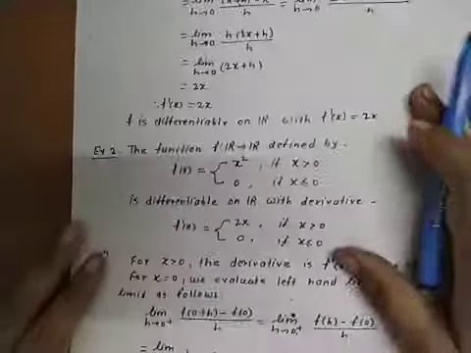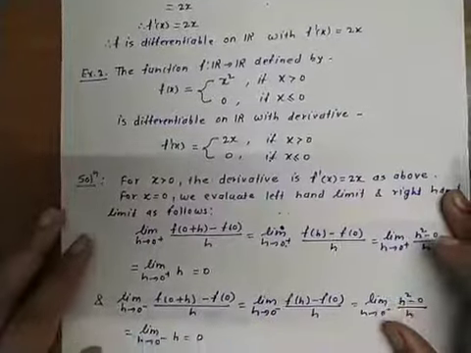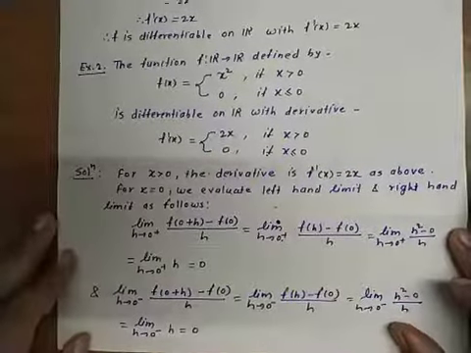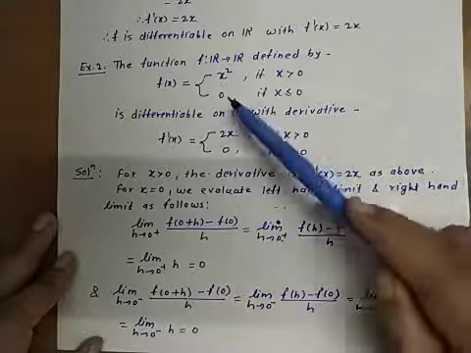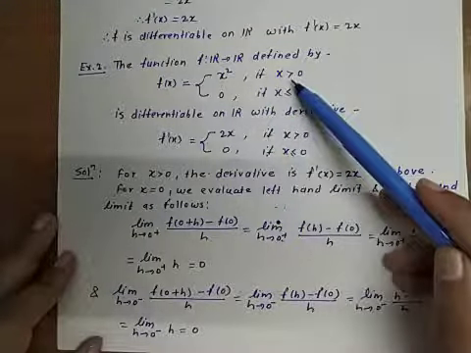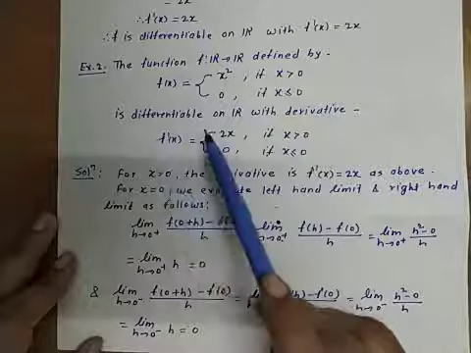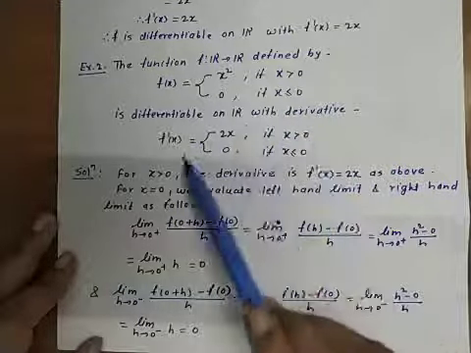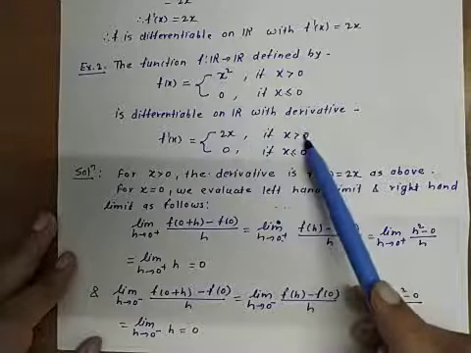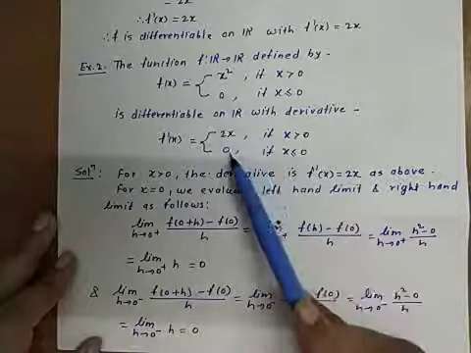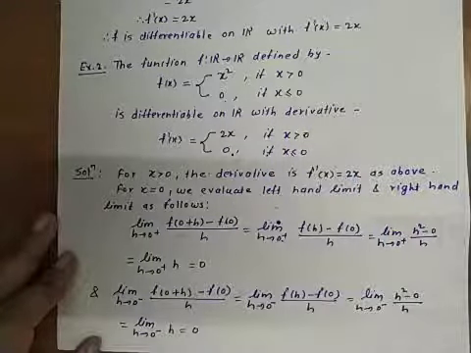Next example, the function f from R to R defined by f(x) is x square for x greater than 0, and it is 0 if x less than or equal to 0, is differentiable on R with derivative f dash of x equal to 2x, the derivative of x square, for x greater than 0, and 0, the derivative of 0, if x less than or equal to 0. Now let us prove it.